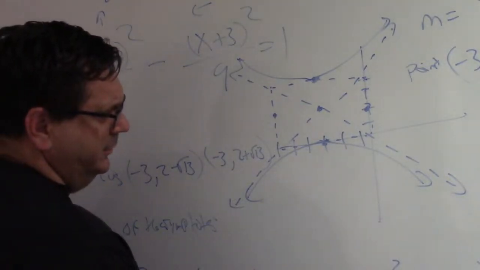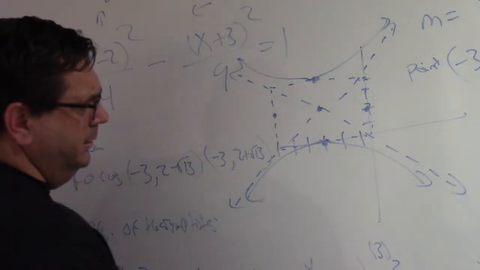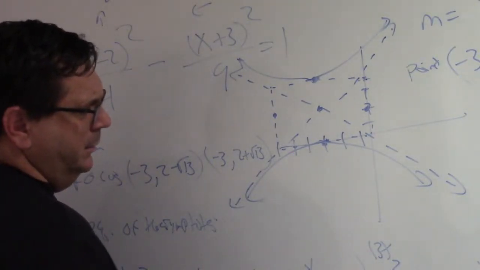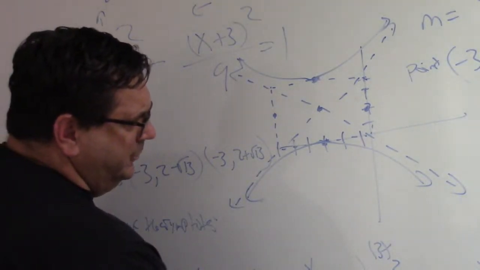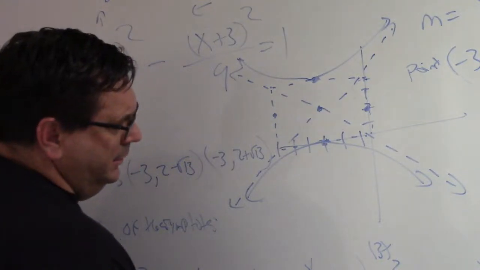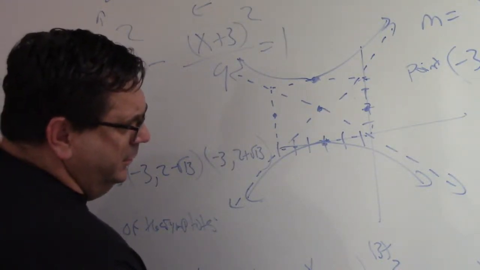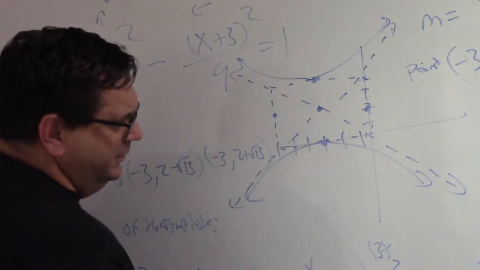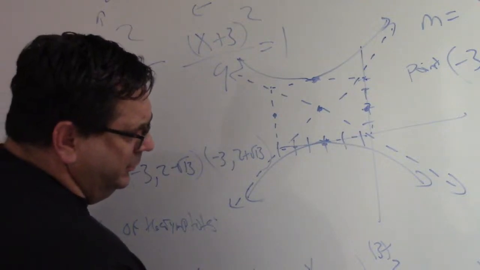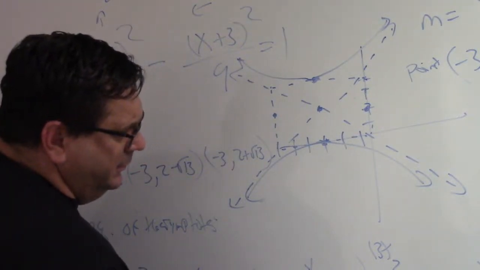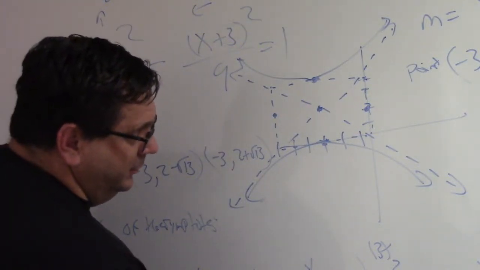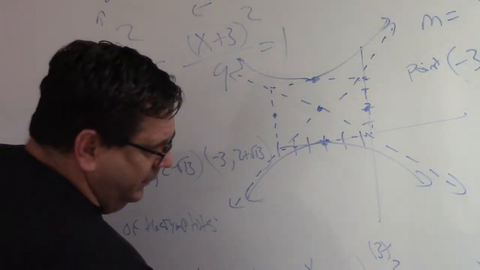3y minus 6, if you multiply both sides by 3, equals negative 2x plus 3. 3y minus 6 equals negative 2x minus 6. 3y equals negative 2x. Divide by 3, divide by 3, y is equal to negative 2/3 x.